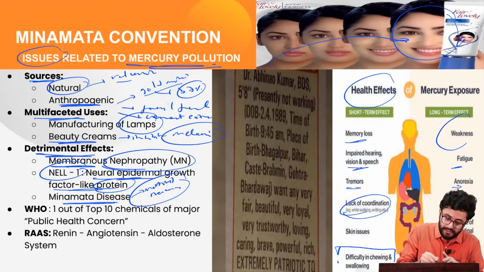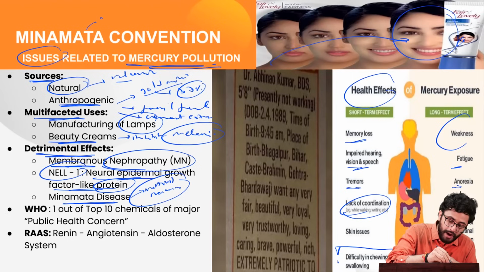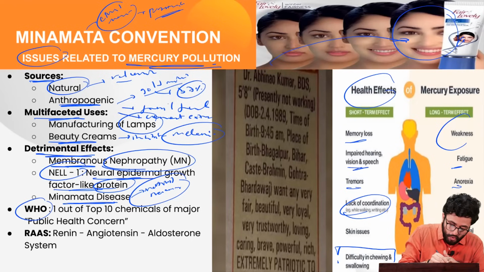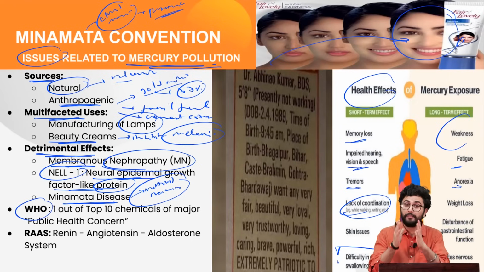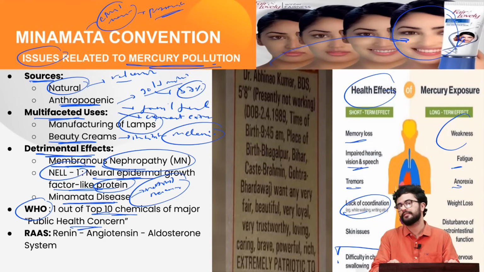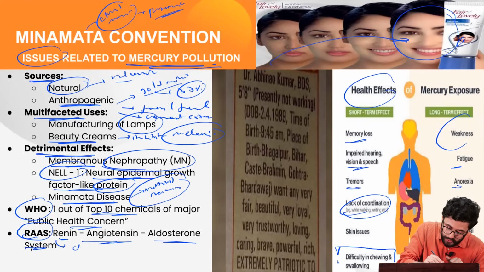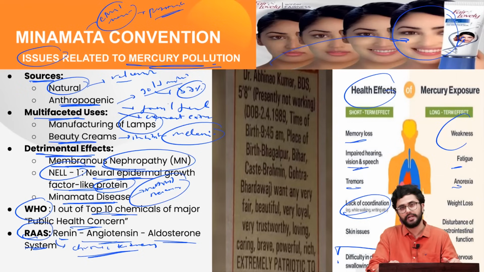Keep one thing in mind here, that Minamata disease is caused by methyl mercury emission and not by ethyl mercury, because ethyl mercury is used as a preservative in vaccines. Then, according to the World Health Organization, because of this reason, mercury is one of the top 10 chemicals of major public health concern. Now, here we will remember one more term, and that is the renin-angiotensin-aldosterone system or RAAS, which is used to treat the chronic kidney disease caused by exposure to mercury.